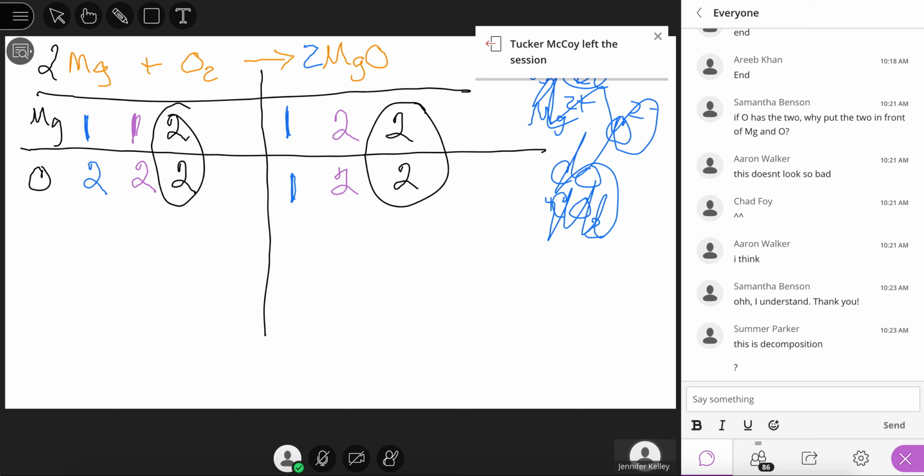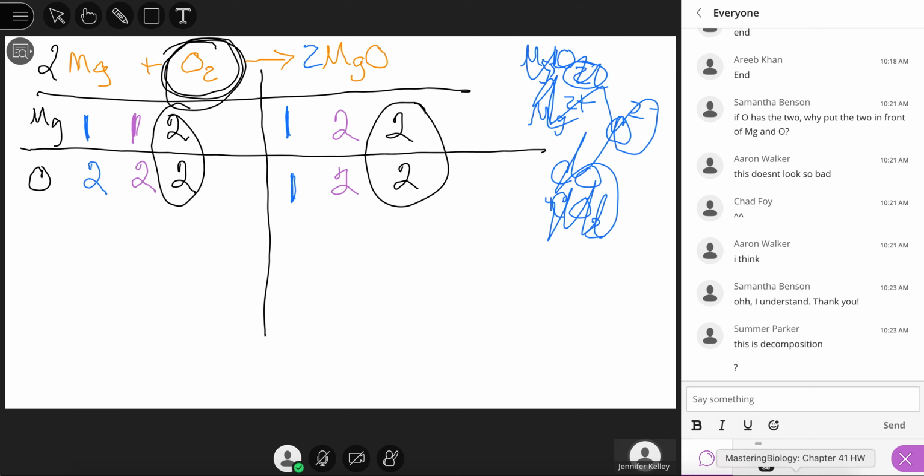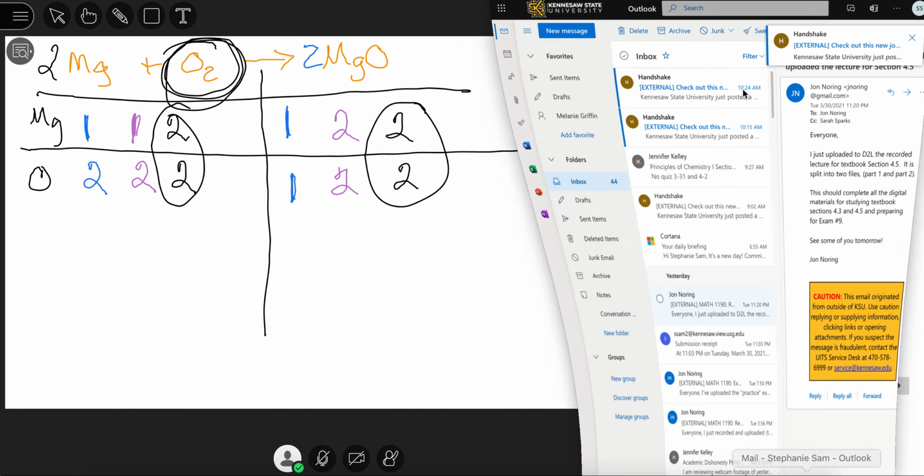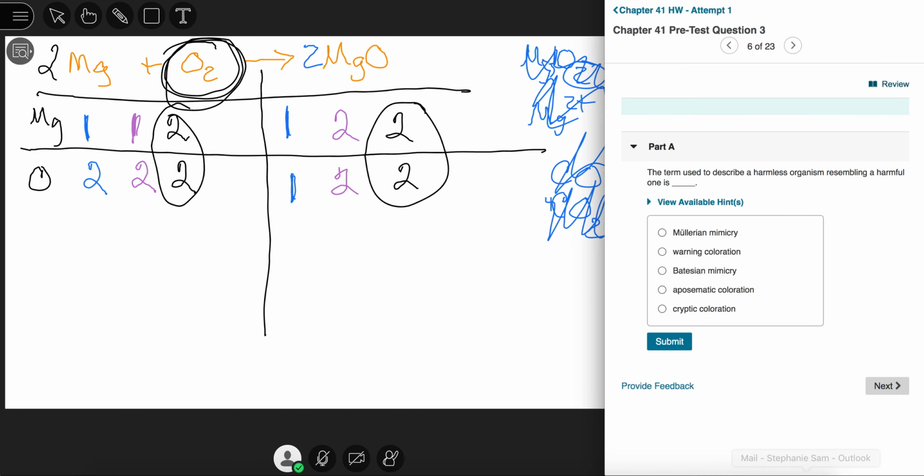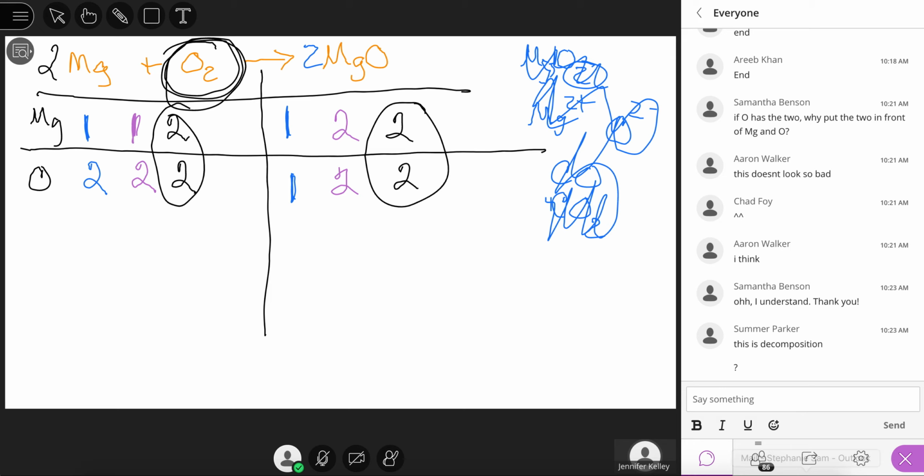This one is combustion, actually, and you can tell because of the oxygen. Or you could consider it a combination, or it would be both, because the magnesium is combining with oxygen to make magnesium oxide. If it went the other direction, if it was magnesium oxide falling apart into magnesium and oxygen, that would be decomposition.